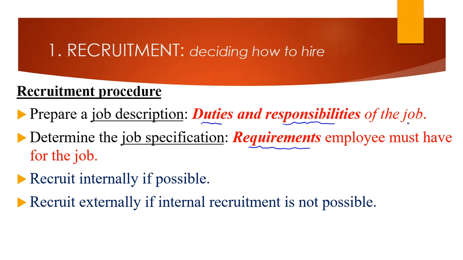The job description is mainly focused on the job. What are the duties and responsibilities of the job? Whereas the job specification is focusing on the employee. What requirements does the employee need to have in order to apply for this job? So once we have the job description and the job specification, then we need to decide if we are going to recruit internally. If it's possible, it's better to hire someone who's already in the business. If it's not possible, then we can recruit externally, find someone from outside the business.